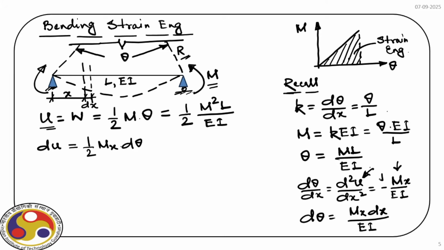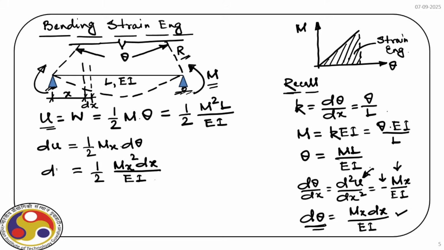Now this negative sign comes from the sign convention that we have used. If we use a different sign convention, obviously that will be different, right? Okay, so the magnitude of the rotation is d theta, and that you can see here. So if you use that expression here, we have half then Mx square dx divided by EI.